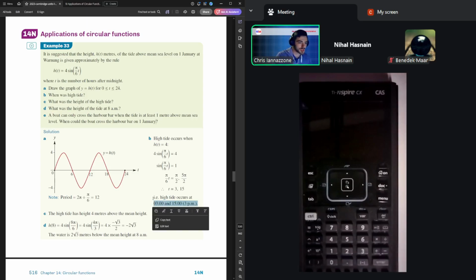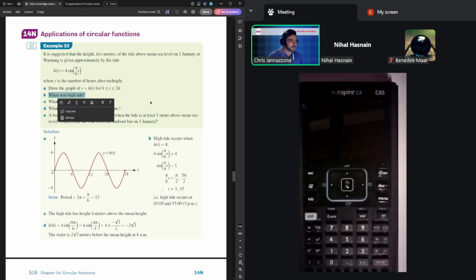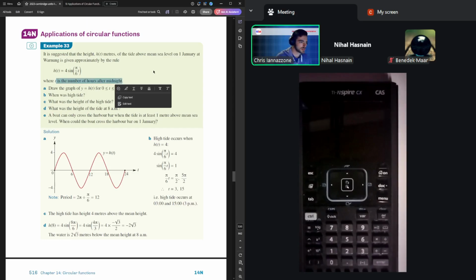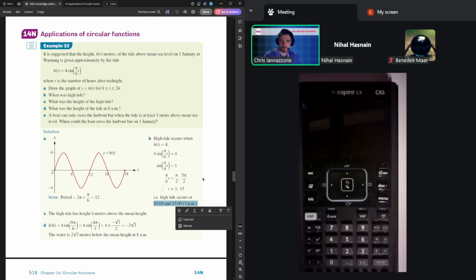Which you can even convert down to the time itself. Usually it's best practice to give it in terms of AM, PM, if you can. As for how you would do that, it would depend on the definition of t. If t is the number of hours after midnight, then you know that t equals 0 would be exactly midnight, and anything after that can then be converted to an actual AM or PM time value.